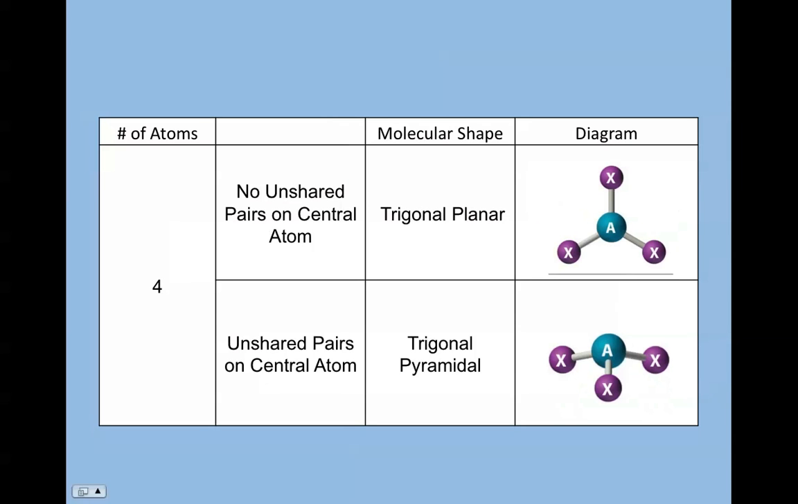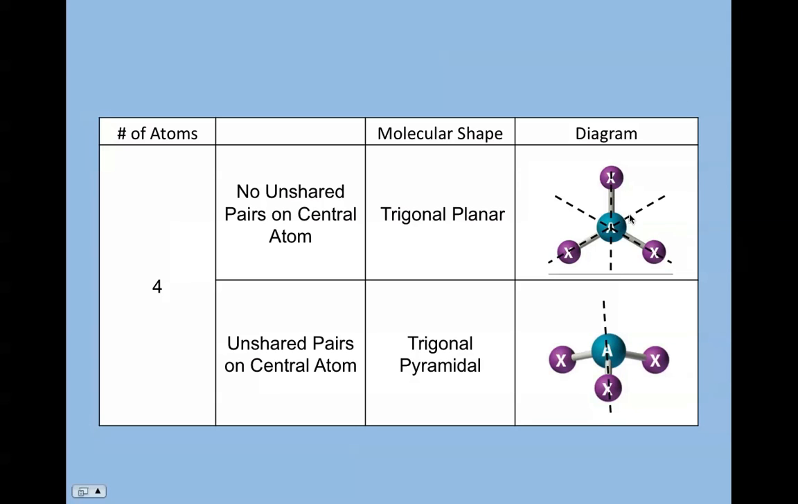All right, moving on to 4 atoms. Again, we're looking at unshared pairs. That's why you need to be able to draw the Lewis dot structures. If there's no unshared pairs in the central atom, you have something called trigonal planar. It's a very kind of flat molecule. We'll be able to see that in class tomorrow in a more 3-dimensional way. And if we look at the unshared pairs in the central atom, where we do have them, they're going to be repelling the atoms down, creating a trigonal pyramidal structure.